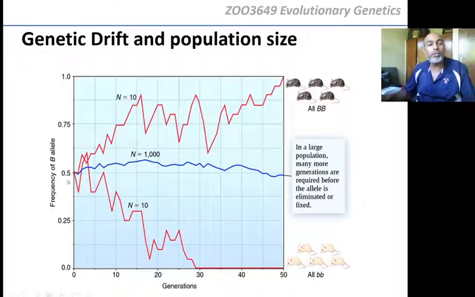And what does genetic drift do? It pushes one allele out. On this red line, it pushed out the small b allele. And on this red line, it pushed out which one? It pushed out the big B allele. Genetic drift always wants to push out an allele. And the smaller the size, the more able the population is to push out an allele.